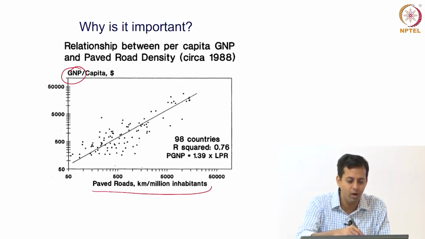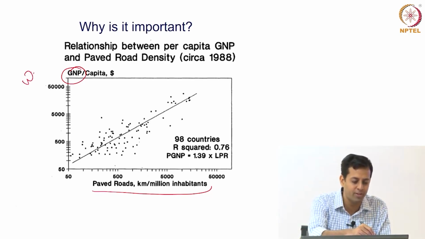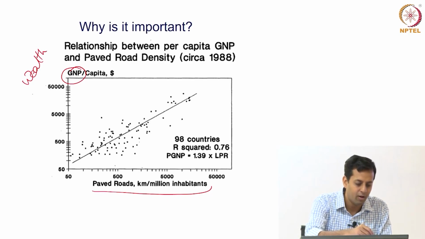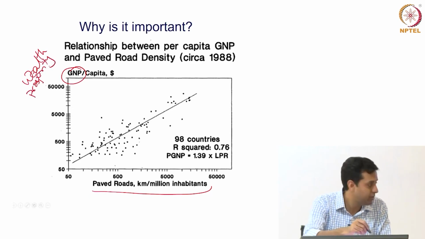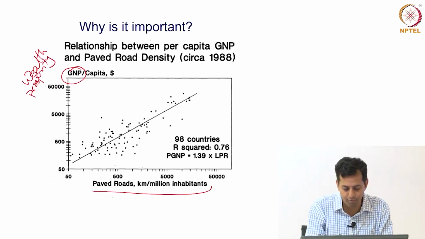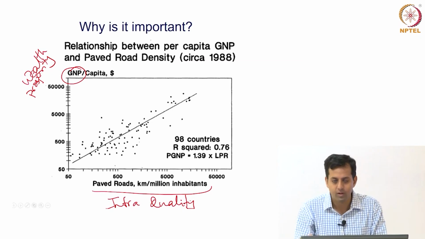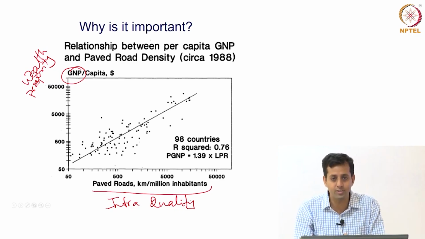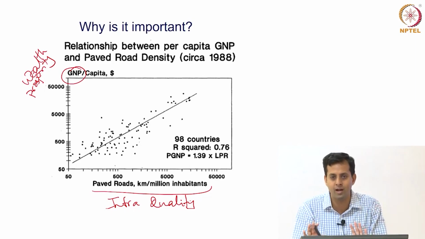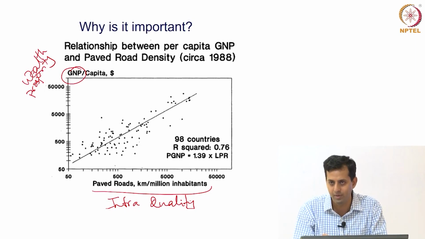So on the y-axis, you have a measure of, let's say, wealth or prosperity. On the x-axis, you have a measure of the infrastructure quality. I say infrastructure quality because that's why we are emphasizing paved roads. I can have some kacha roads and say my country is fully connected, but that's low quality infrastructure. Paved roads indicate some quality.